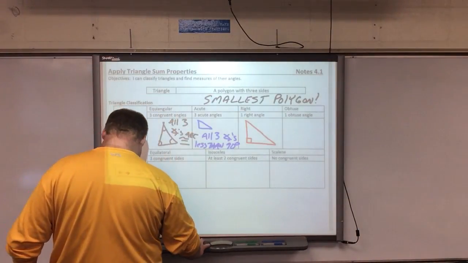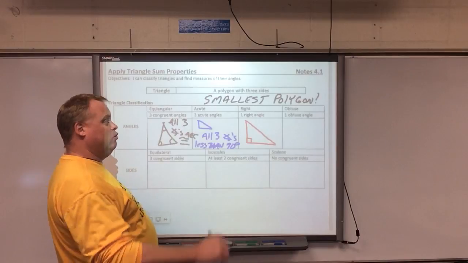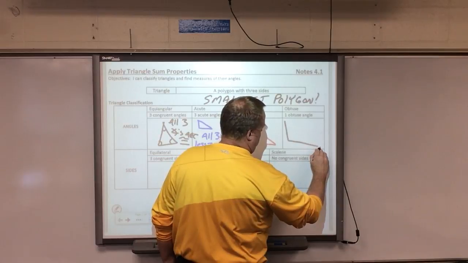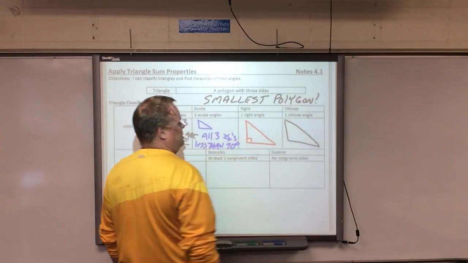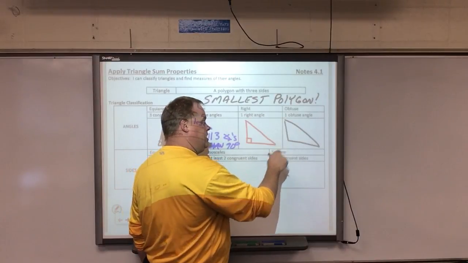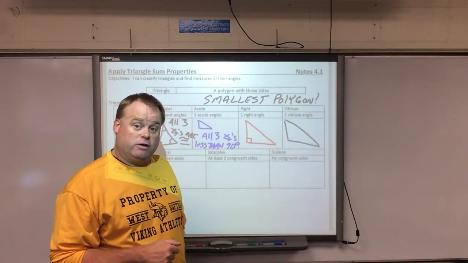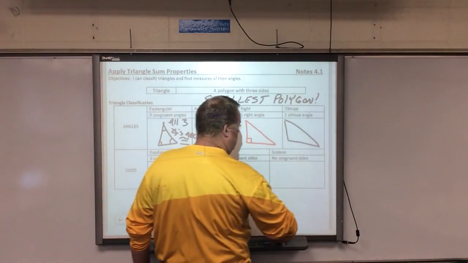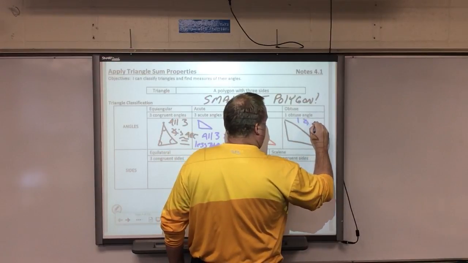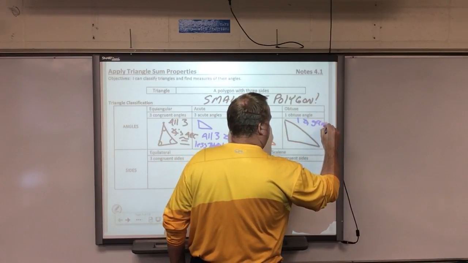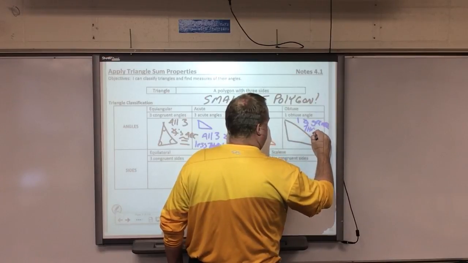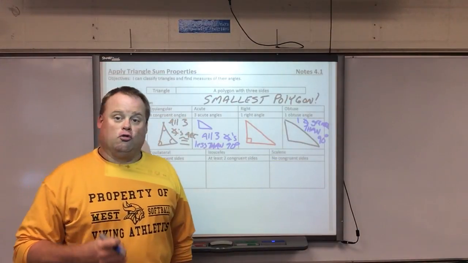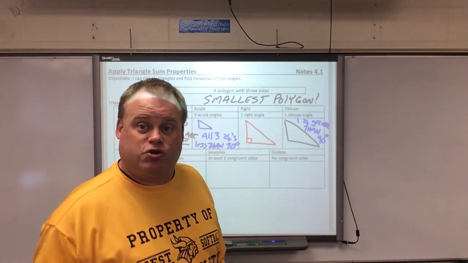And then the last one is obtuse. Obtuse is going to have 1 angle greater than 90. So if I draw a triangle like that, this angle right here is greater than 90 degrees. So 1 angle greater than 90 degrees is an obtuse triangle.